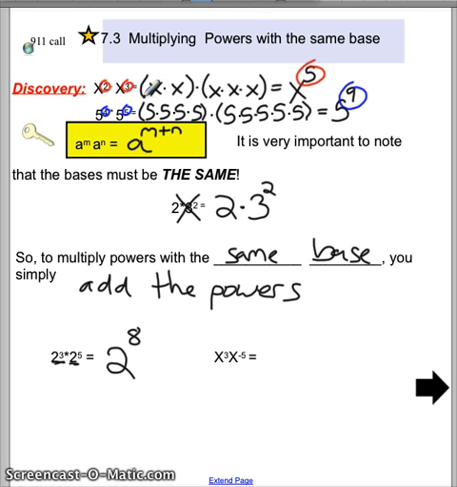X to the 3 times x to the negative 5. Again, here we're dealing with the same base. Both are x's. So 3 plus negative 5 gives us negative 2. This one we can actually take a step further because we talked about not liking negative exponents. So we could even call this 1 over x squared, wrapping in those skills from 7.1. But again, the main goal here is that you see you are adding those exponents together.